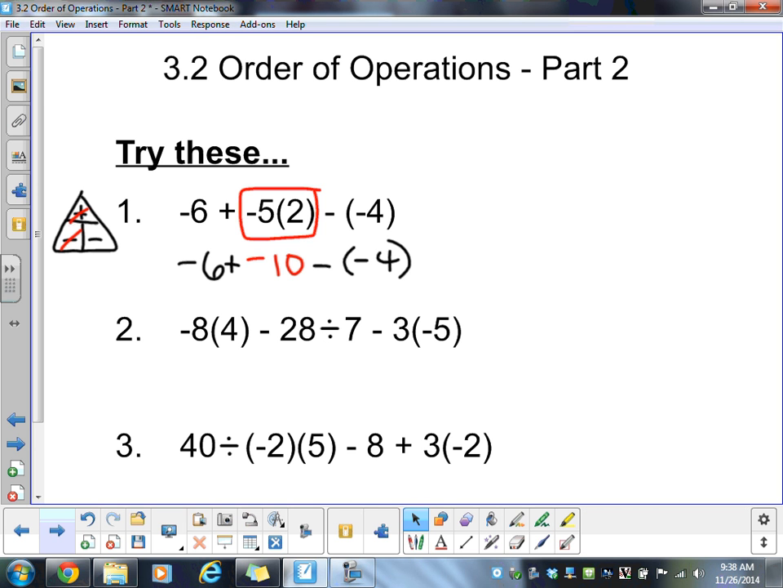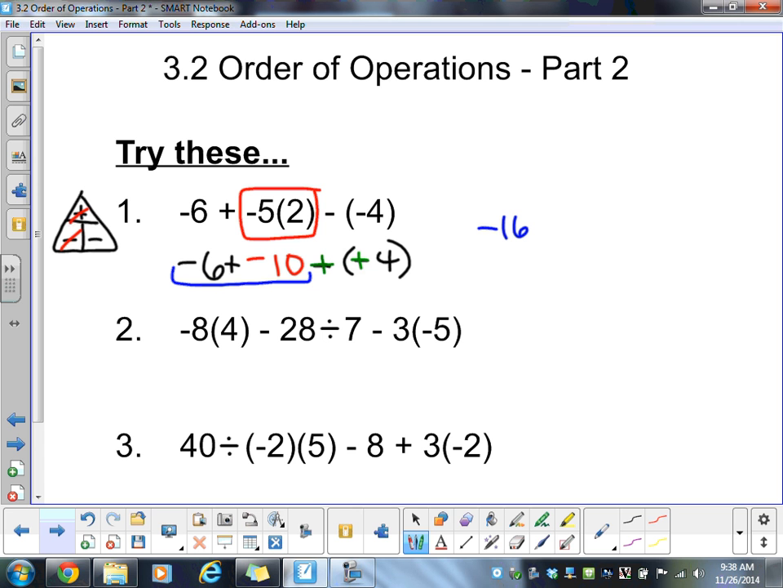So I've completed all multiplication and division. Now I'm on the add and subtract step. So I see that I have a minus and a negative again, so I'm going to make that add the opposite, or plus a positive. And I'm going to go left to right on this one. All right, I have 6 bad guys and 10 bad guys. That's going to give me a total of 16 bad guys.